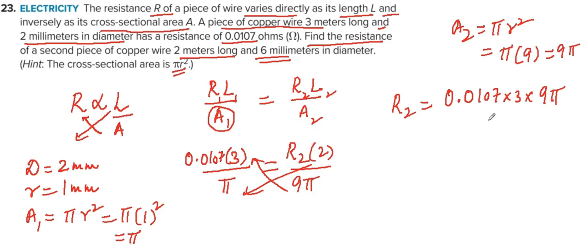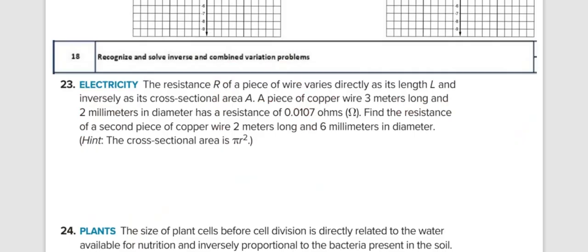So 9 pi divided by 2 pi. Make use of the calculator and you can calculate this, or pi and pi cancel out. The rest of the things you can calculate with the calculator. So this is how we are going to find out the distance.